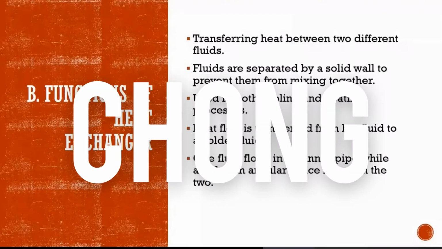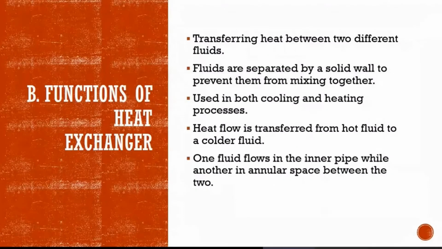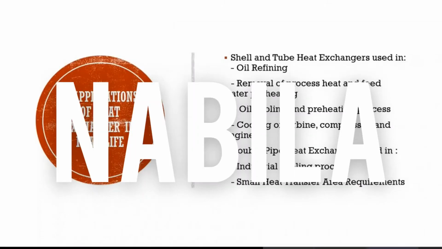Okay, for part B is the functions of the heat exchanger. One of the functions of the heat exchanger is to transfer heat between two different fluids. The fluids are separated by a solid wall to prevent them from mixing together. The heat exchanger can be used in both cooling and heating processes. Next, the heat flow is transferred from the hot fluid to the colder fluid. One of the fluids will flow in the inner pipe, while another will flow in the annular space outside the inner pipe.